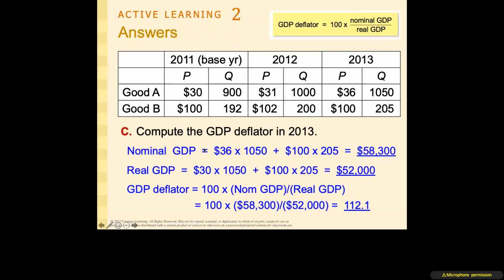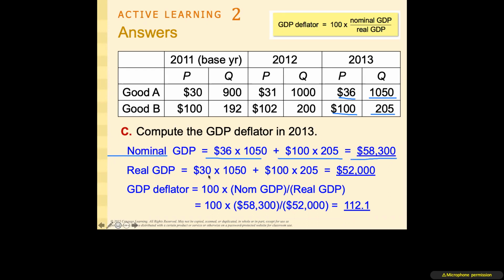So if I need to calculate the GDP deflator in 2013, I've got to figure out a lot of numbers, because I didn't have anything to calculate this. The first thing I need to do is figure out what the nominal GDP is. Nominal means now. So I'm going to take 36 times 1,050, and 100 times 205. Now I've got the nominal GDP.